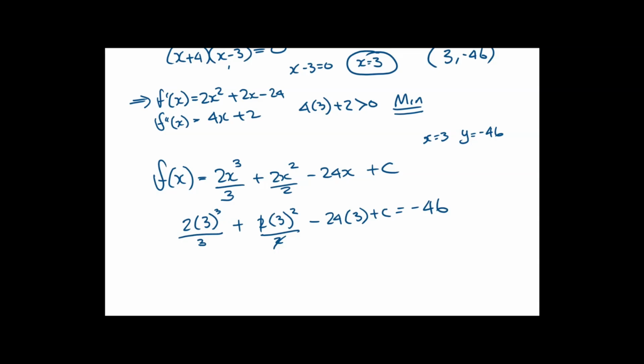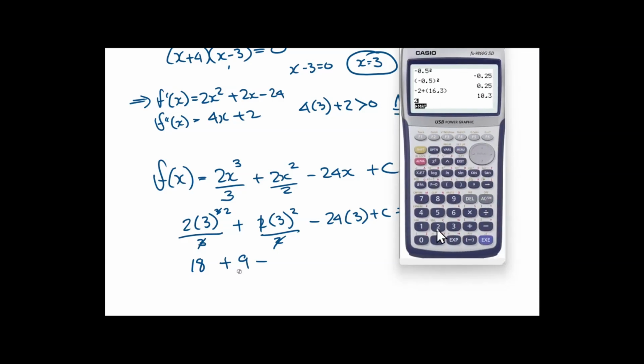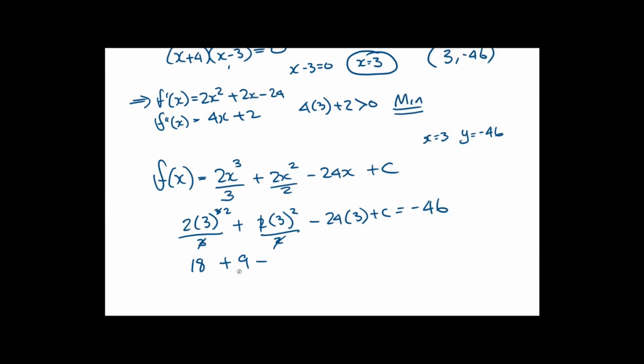Well, 3 there like that, so it's going to be 2 times 9, so it's going to be 18 plus 9 minus 24 times 3. What that is off the top of my head. 24 times 3, 72, plus c equals negative 46.